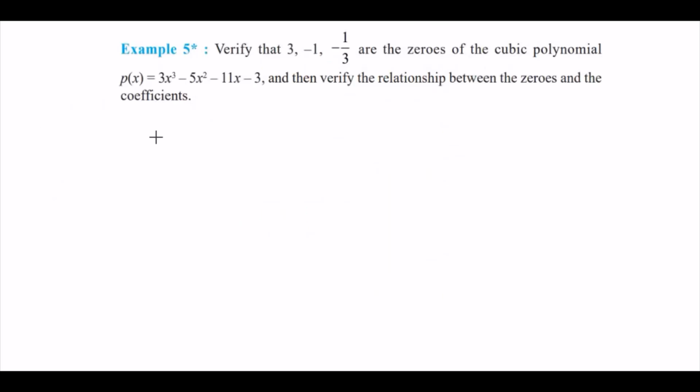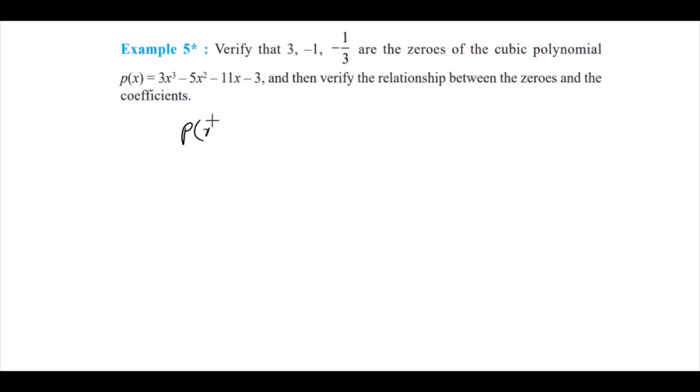In your textbook, this example is given: verify that 3, minus 1 and negative 1 by 3 are the zeros of the cubic polynomial p of x is equal to 3x cube minus 5x square minus 11x minus 3, and then verify the relationship between the zeros and the coefficients. So here we are given 3 zeros for the cubic polynomial. So how will you verify that these are the zeros of the cubic polynomial? If you give these values for x in p of x, and if you get the value of p of x as 0, then you can say these are the zeros of that polynomial. So let's verify if these are the zeros of this polynomial.